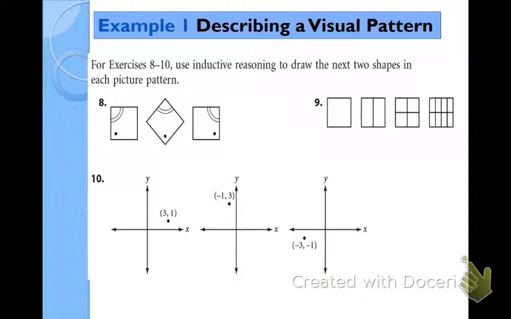All right, so let's do these examples. They're on the next page. We're using inductive reasoning to draw the next 2 shapes in the picture. Here we go. We have 3 shapes. We got a square. What would you call the middle one? A diamond. And the next one? Square. So let's do this step by step. What would the next one be then? A diamond again. So you want to draw it. Then you would have a square.